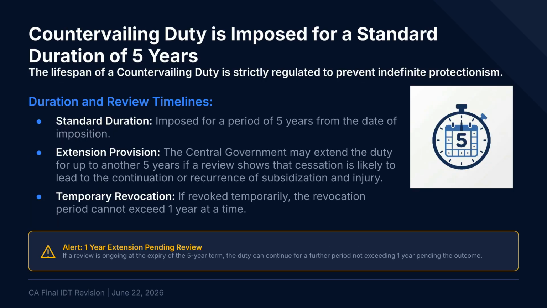Countervailing duty is generally imposed for 5 years from the date of its introduction. However, if a review indicates that removing the duty would likely result in continued subsidization and injury to domestic industry, the central government may extend it for another period of up to 5 years. If a review is still pending when the original 5-year period expires, the duty can continue for a maximum additional period of 1 year. Temporary revocation is also possible, but such revocation cannot exceed 1 year at a time.